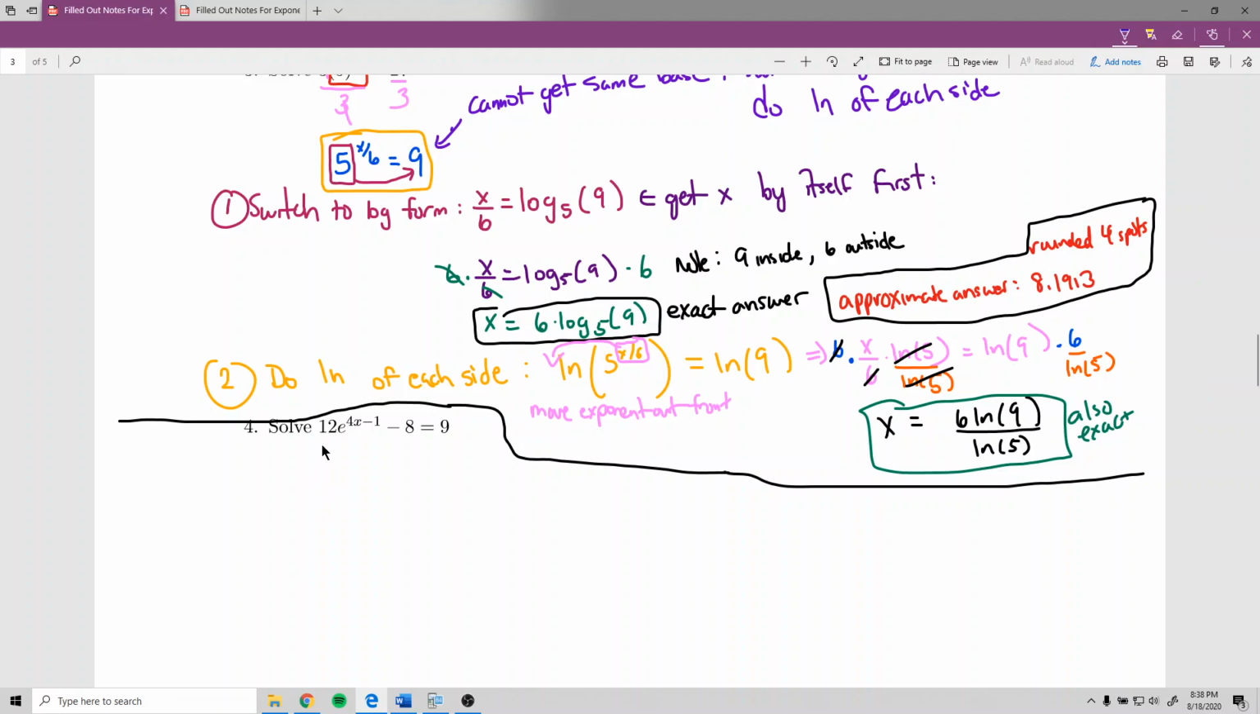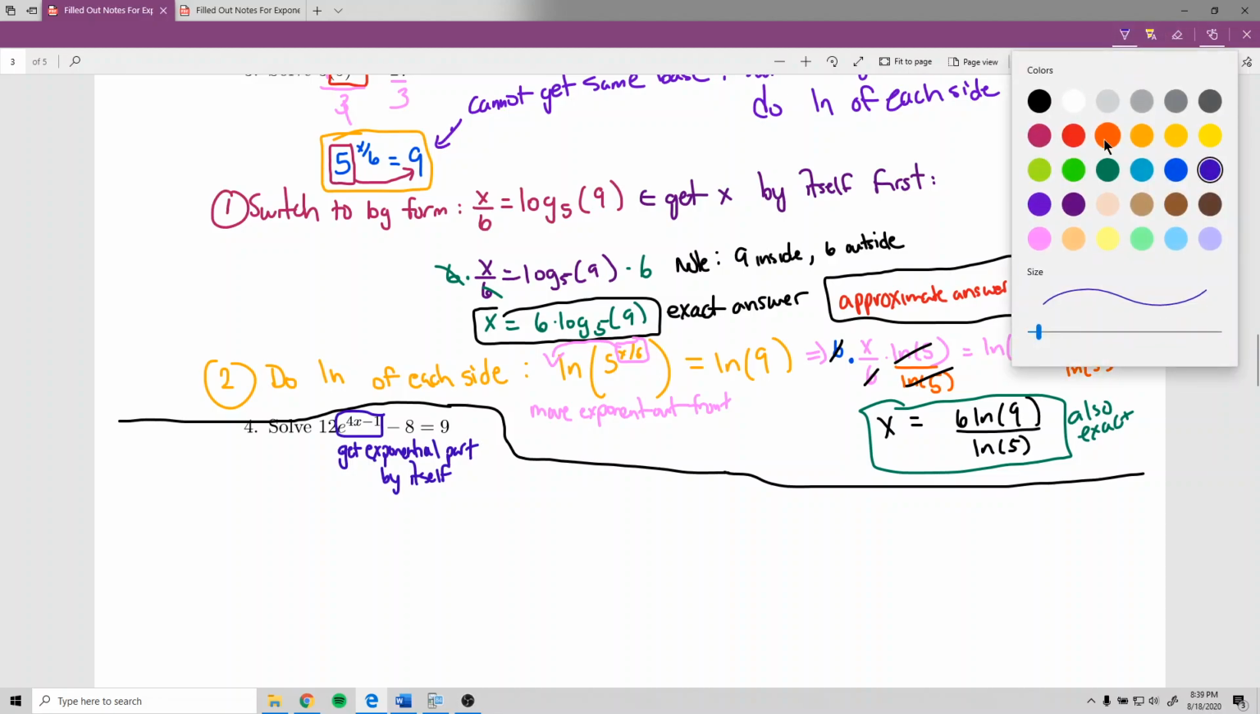All right, so this next one, it looks a little more complicated because of the exponent, but if you keep in mind that, just getting the exponential part by itself, it'll put your mind at ease that this really isn't a lot different than the previous one. So we want to solve 12 times e to the 4x minus 1 power, then minus 8 equals 9. And just like the previous one and the one before that, we want to get the exponential part right here by itself. I don't want to simplify or try to simplify anything. I want the e to the 4x minus 1 by itself.